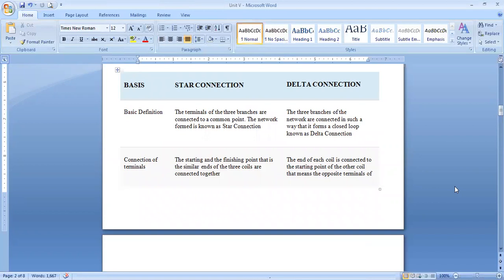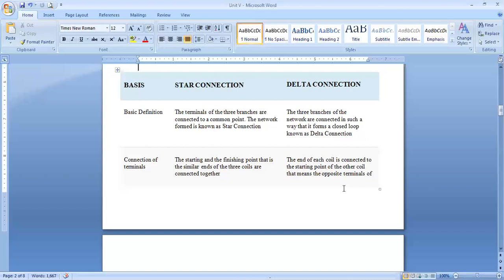Clear? Now we will concentrate on the difference, or we will compare the star and delta connection. So from this comparison, you can also write the short note on the star connection as well as the delta connection. If a short note comes on the star, you can write these points here. First of all, concentrate. We are just comparing the star and delta. So you can also write the short note on star and delta.